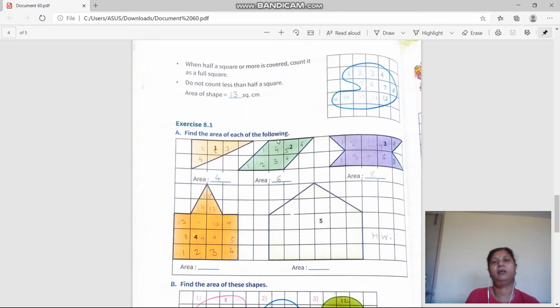Find the area of each of the following. It is easy. First 1, 2, 3, and this is more than half, that's why I counted it as 4. But this one and this one are less than half, so we will not count them. So what is the area of this first diagram? 4, and please write here square centimeter. I have not mentioned it anywhere, so please write square centimeter here.